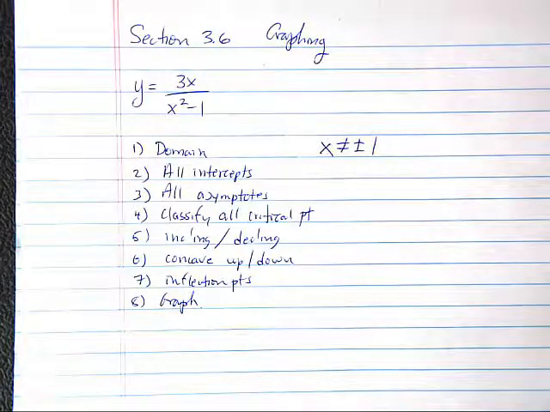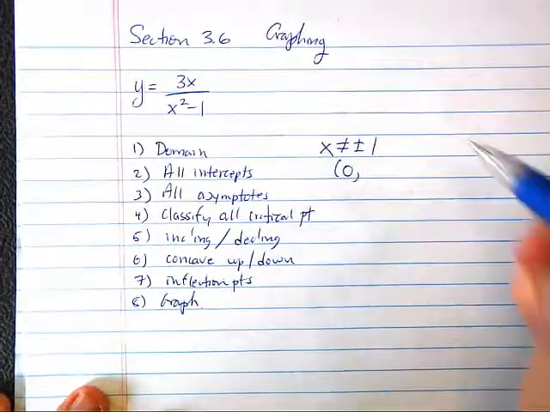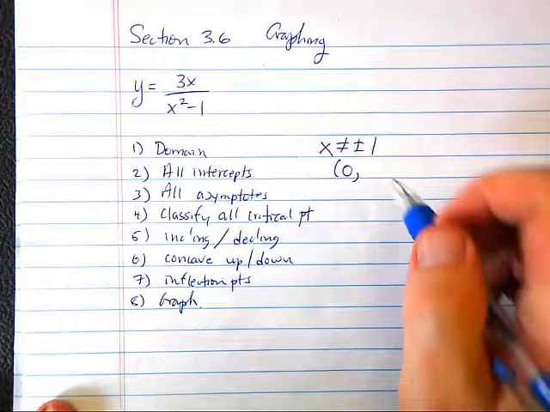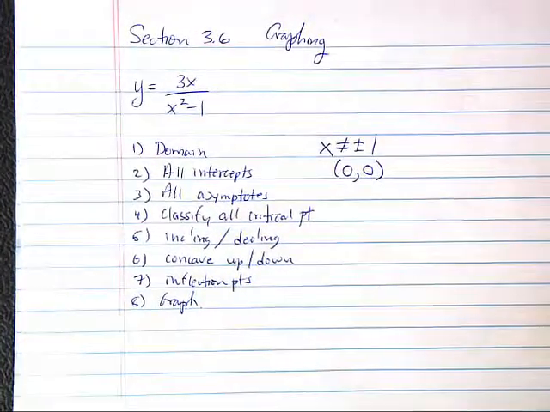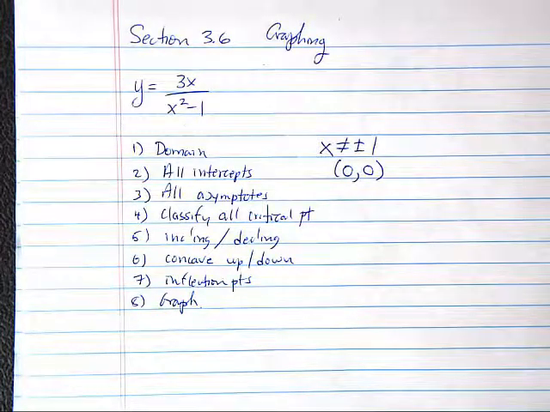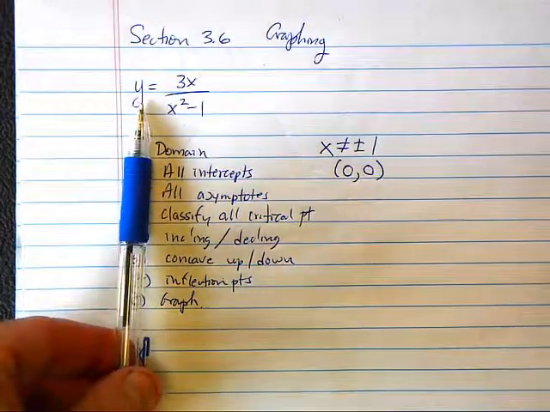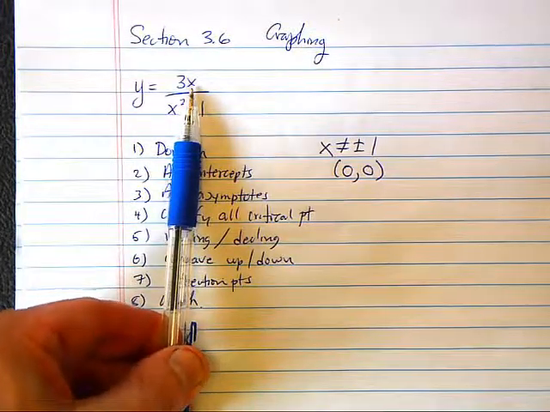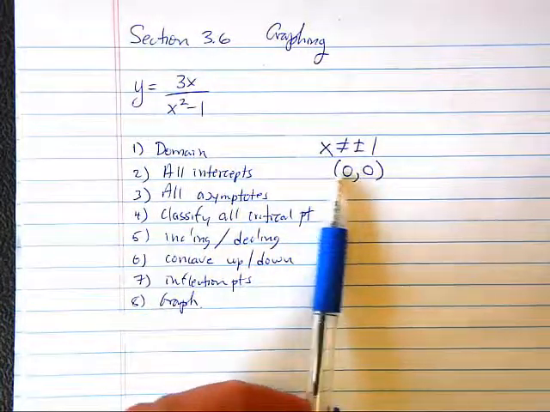Determine all intercepts. Well, if x equals 0, this will give me the y-intercept. If x equals 0, y is 0, which also happens to give me the x-intercept. In this case, there's only one intercept. That happens to be the origin, 0, 0. How would you, in general, find the x-intercept? Set y equal to 0. But if you set y equal to 0 for a fraction, the only way a fraction can be 0 is for the top to be 0. So x would have to be 0. So we only have one intercept here.